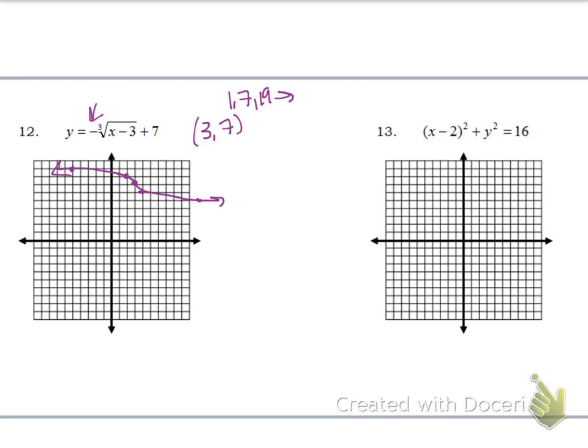Okay, my circle. Remember, this is my h. We flip it. My k value in here, there isn't one, so it's going to be a 0. And then to get my radius, we square root this. So it's going to be a 4. So I go 2, 0, and 4 every direction.